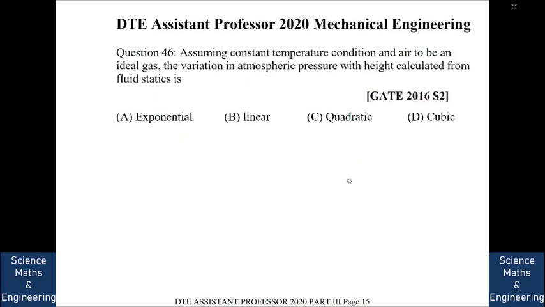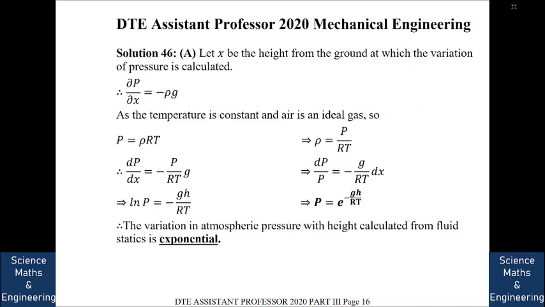Next, assuming constant temperature condition and air to be an ideal gas, the variation in atmospheric pressure with the height calculated from fluid statics is, so the answer is C. Let x be the height from the ground at which the variation of the pressure is calculated. Now as we go up, the pressure decreases, so our del p by del x would be equal to minus rho g, because as x increases it is rho g x is the pressure, and if it's for a height h then it is rho g h. So therefore del p by del x would be how much? It is equal to minus of rho g.